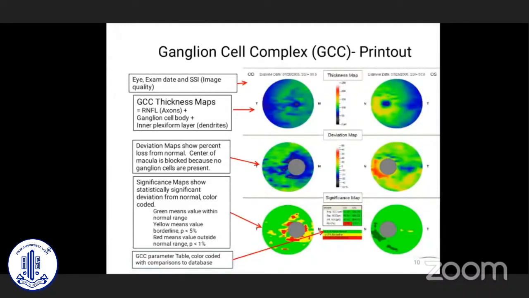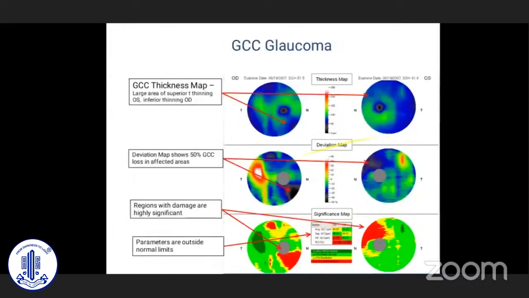In the GCC printout, there are so many things, but we look at the last one. Please, all of you look at the last part, the standard deviation map, and the appearance of these red and yellow colors as signified by the significance map in the bottom is a reflection. So this patient seems to have more affection on the right eye than the left, but we need to watch very carefully on the GCC printout.